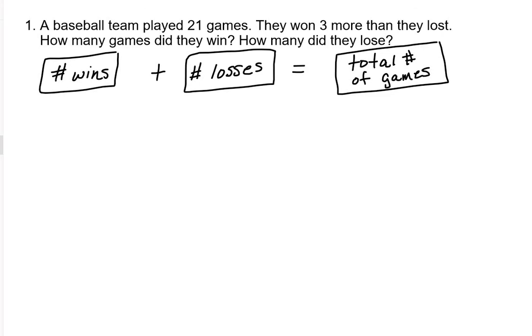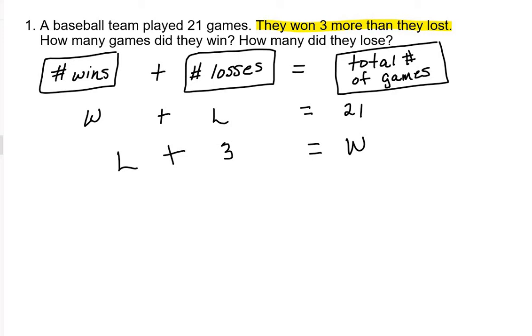Now, the number of wins is W, and I'm going to say that the number of losses is L, and I know that the total number of games is 21. So there's my first equation. Now let's go back to this second sentence. They won 3 more than they lost. We're going to use that sentence to come up with my second equation. Since they won 3 more than they lost, that means that if I took the number of games that they lost and I added 3 to that, then I would get the total number of wins. So that's my second equation.